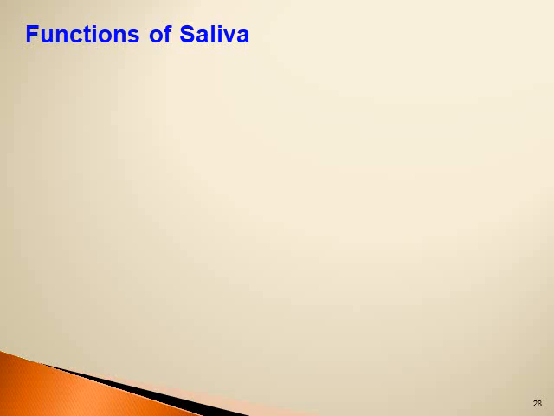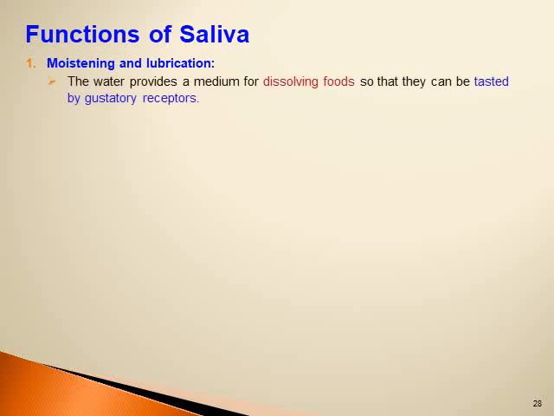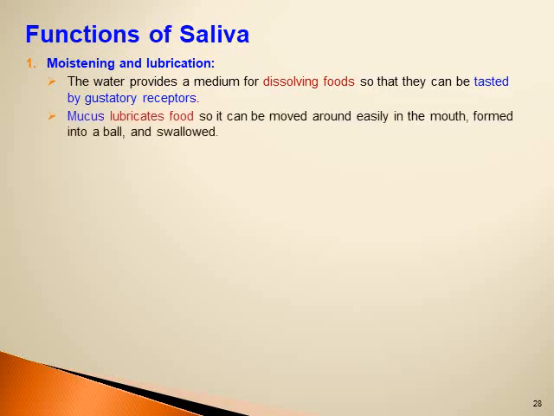Functions of saliva. Saliva has several functions, and these include moistening and lubrication, because saliva is very rich in water and mucus. The water provides a medium for dissolving foods so that they can be tasted by the gustatory receptors, or the taste receptors. Mucus lubricates food so it can be moved around easily in the mouth, formed into a ball, and swallowed.